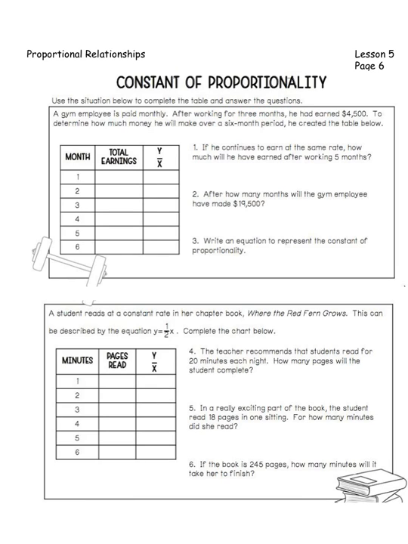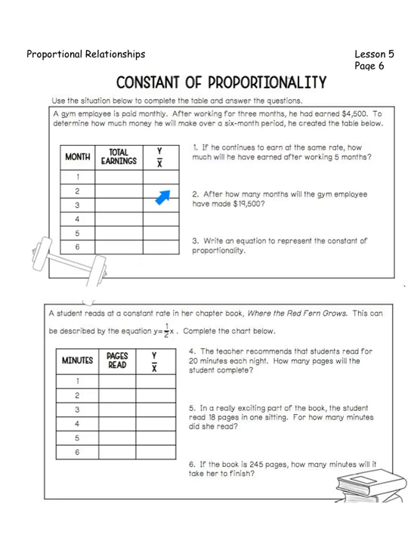And here's the situation. A gym employee is paid monthly. After working for 3 months, he has earned $4,500. To determine how much money he will make over a 6-month period, he created the table below. So if we investigate the table, we can see that the months, he went up to 6 months, and it doesn't list the earnings. So that's going to be our first task.